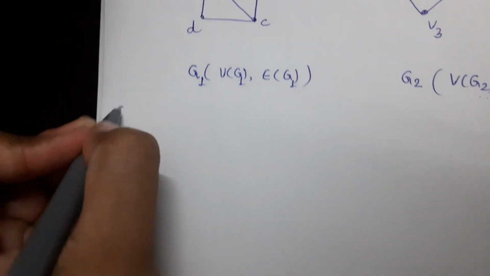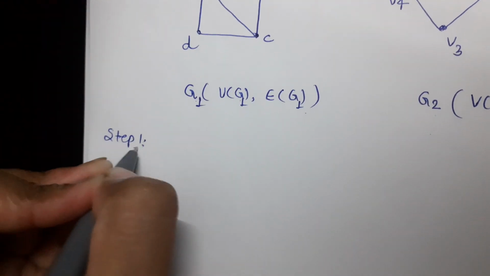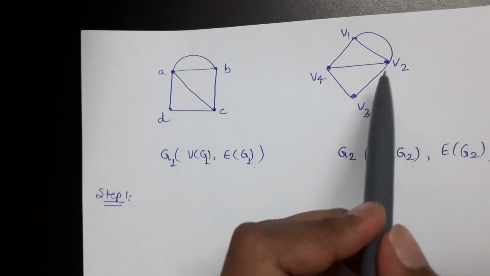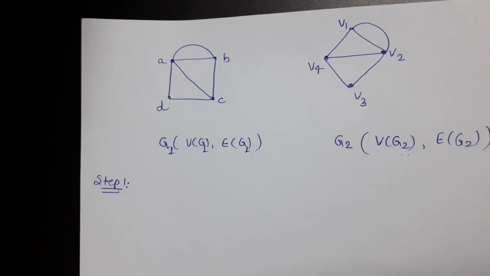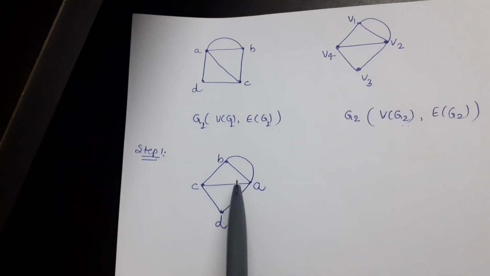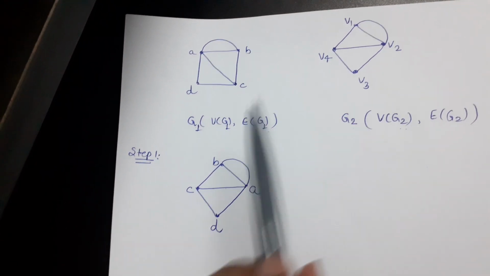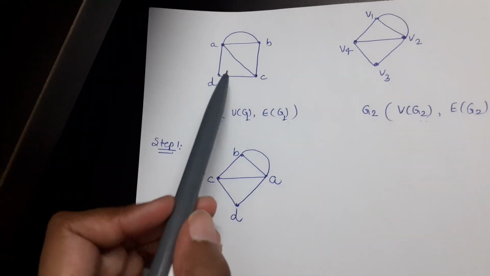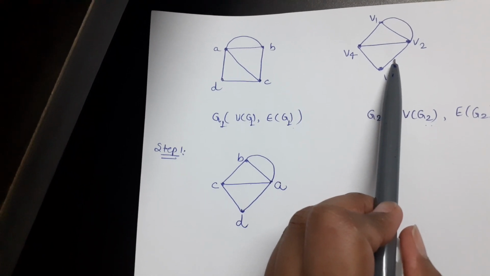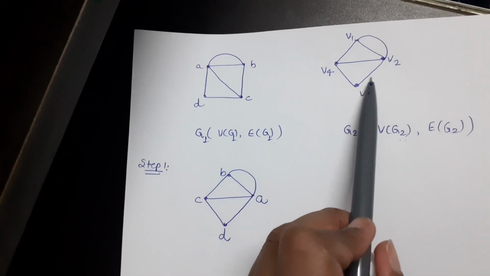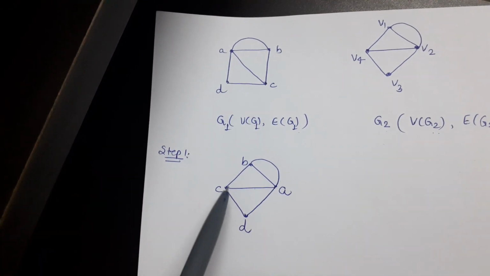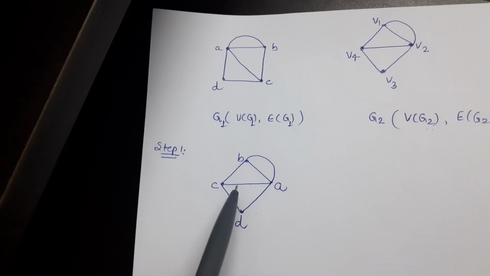Our first step is step number 1. We have to draw this graph as this graph, like this. Now you can see these two graphs are identical. In case you are not able to draw this graph as this, then these graphs are not isomorphic or you are not having the perfect practice. So let us check first that the graph you drew is the correct one or not.